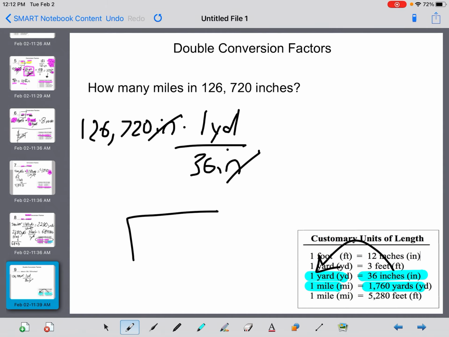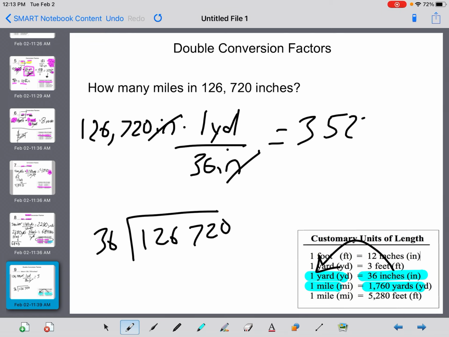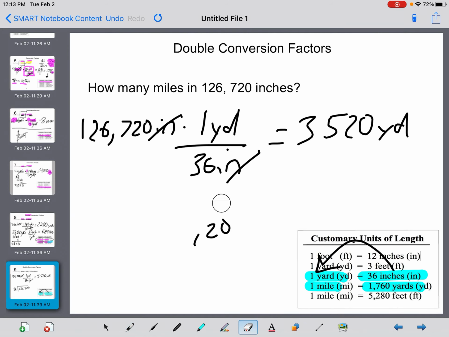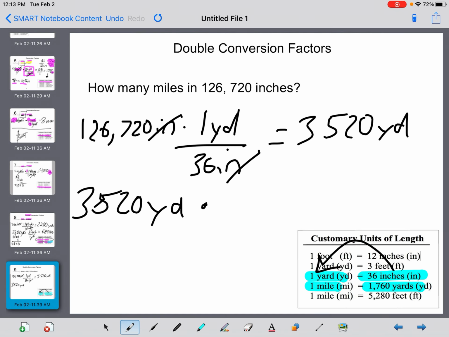So my inches cancel out. So I do 126,720 times 1, which is the same, divided by 36. For the sake of the length of my video, I'm just going to quickly do that on a calculator, just so you don't have to watch me try to squeeze that onto my video. So I end up with 3,520 what? Yards. So that's my first conversion factor.